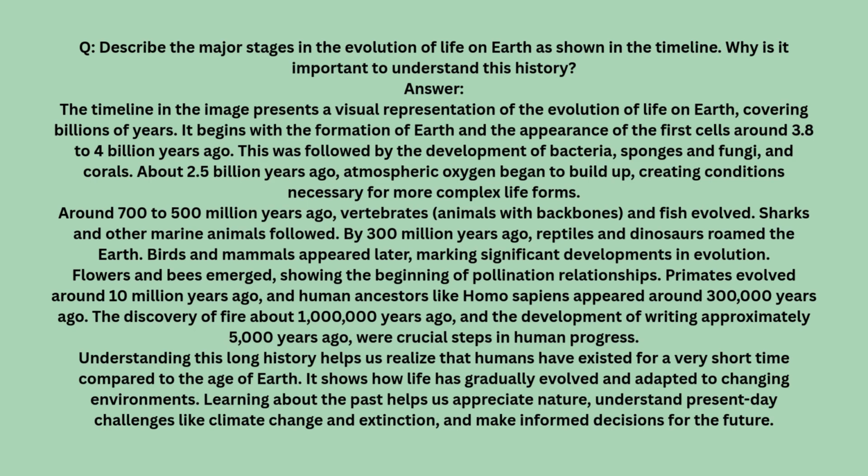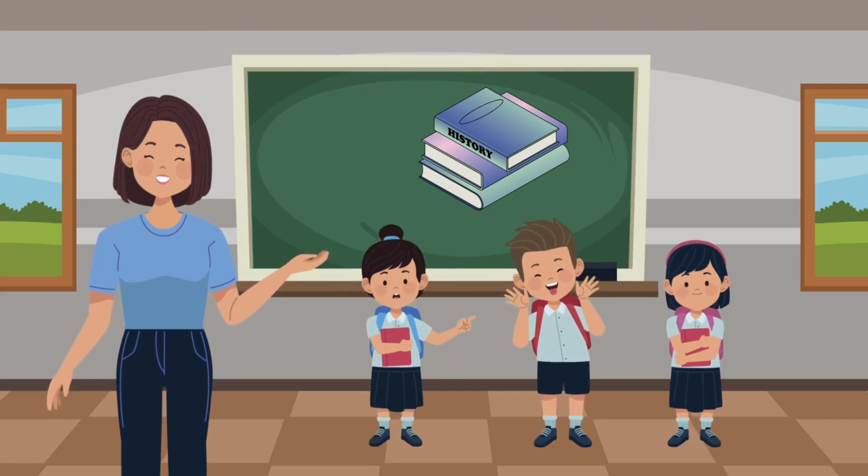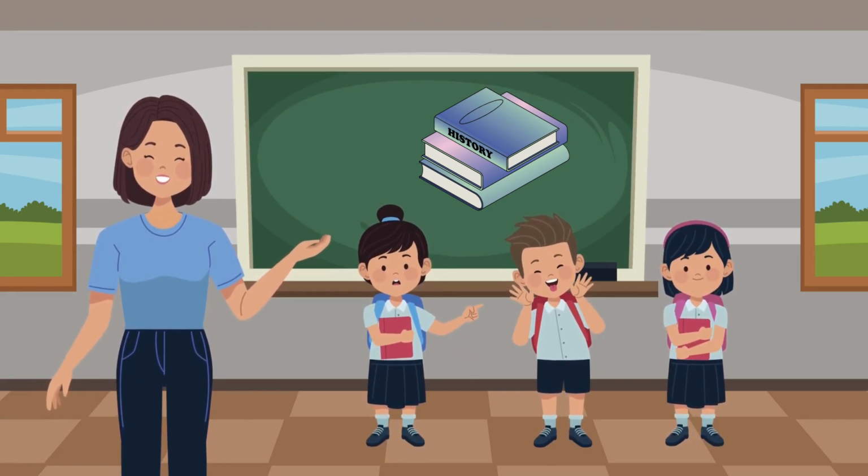Then pyramids evolved around 10 million years ago. Then our human ancestors like Homo sapiens appeared 3 million years ago. Then the discovery of fire and so on. But the point is, why is it important to understand history? Why are we studying this?